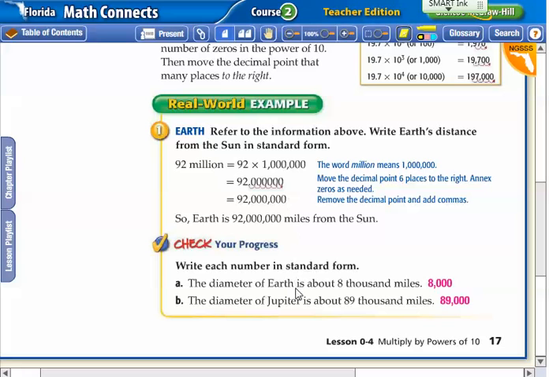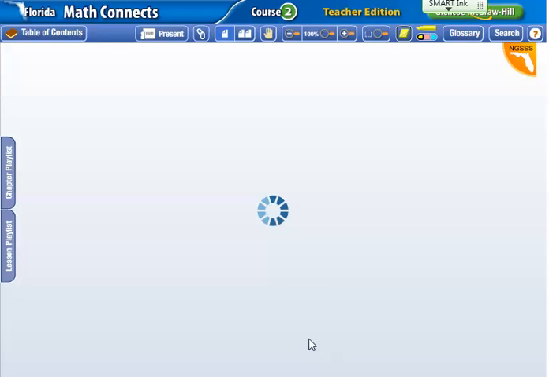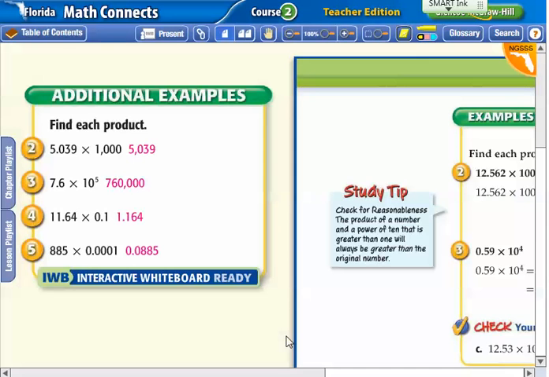The diameter of Earth is about 8,000 miles. 8 times 1,000. There are 3 zeros on 1,000. 1, 2, 3. 89,000 miles. Again, 3 zeros on 1,000. Move it 3 places. 1, 2, 3. There's 89,000. Let's look at some other examples of it here.